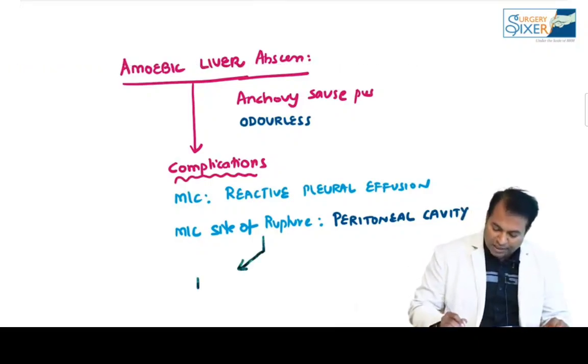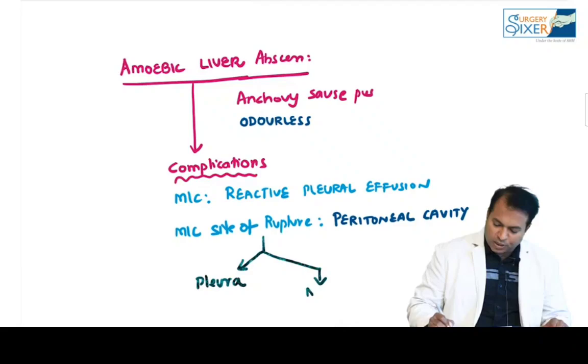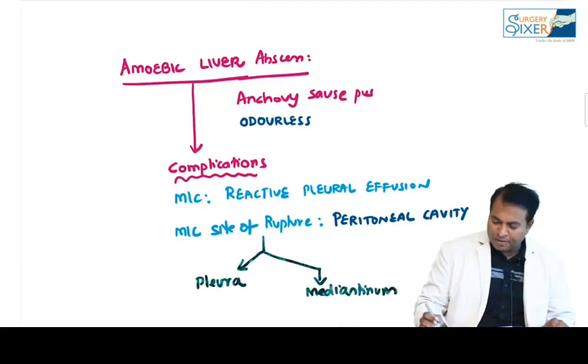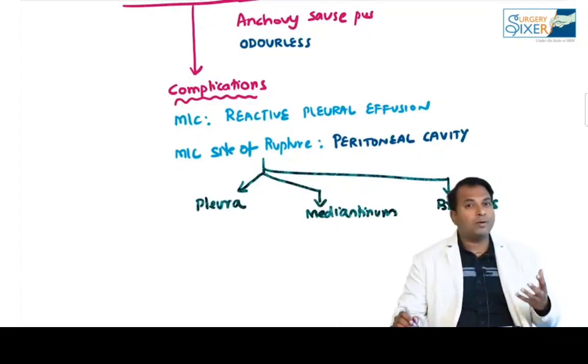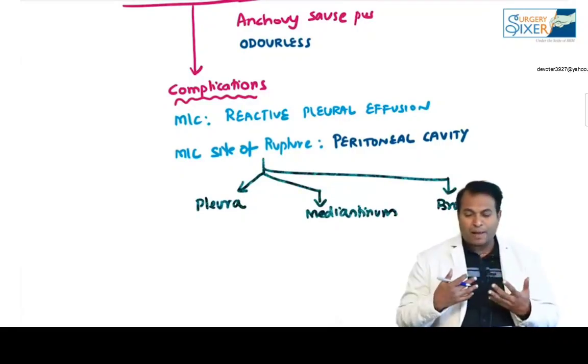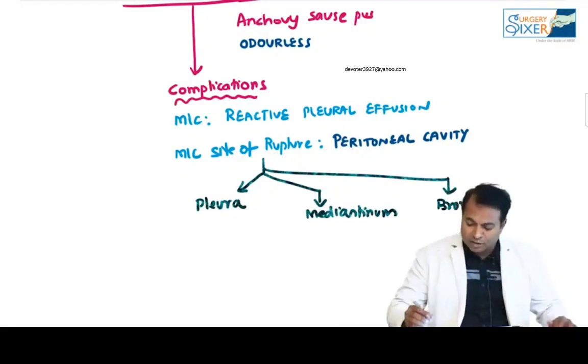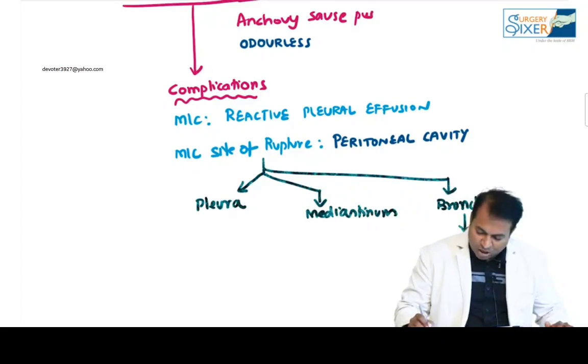Other places it can rupture: it can rupture into the pleura. It can rupture into the mediastinum, very rarely. Very rarely into the bronchus. If it ruptures into the bronchus, the patient will have a bronchial fistula. Because of the fistula, on coughing itself, he will have anchovy sauce sputum. Anchovy sauce sputum is seen on coughing.